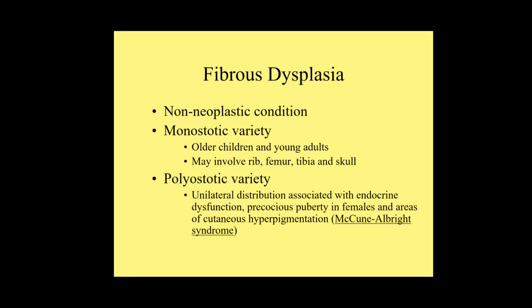Now coming to fibrous dysplasia. It is a non-neoplastic condition, and it is of two types, monostotic variety and polyostotic variety. Monostotic variety is more common in older children and young adults and may involve rib, femur, tibia and skull. Polyostotic variety is usually unilateral in distribution, associated with endocrine dysfunction, precocious puberty in females, and areas of cutaneous hyperpigmentation, which is called McCune-Albright syndrome.